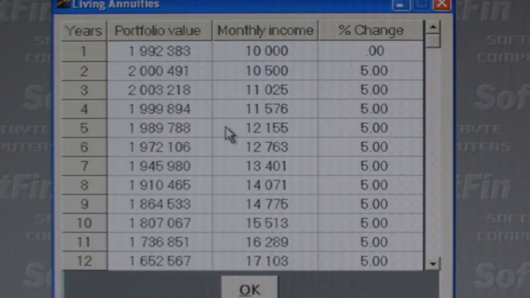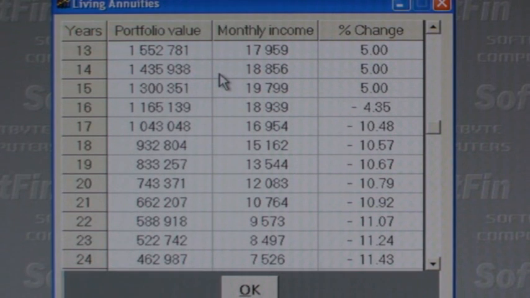If we scroll down to about year 14 or 15, with our 5% annual income escalation, in year 14 we are drawing 18,856 Rand a month, or 226,272 Rand a year, which is 15.75% of our portfolio capital at this stage. This is still less than the 17.5% allowed by law, so we are still okay.